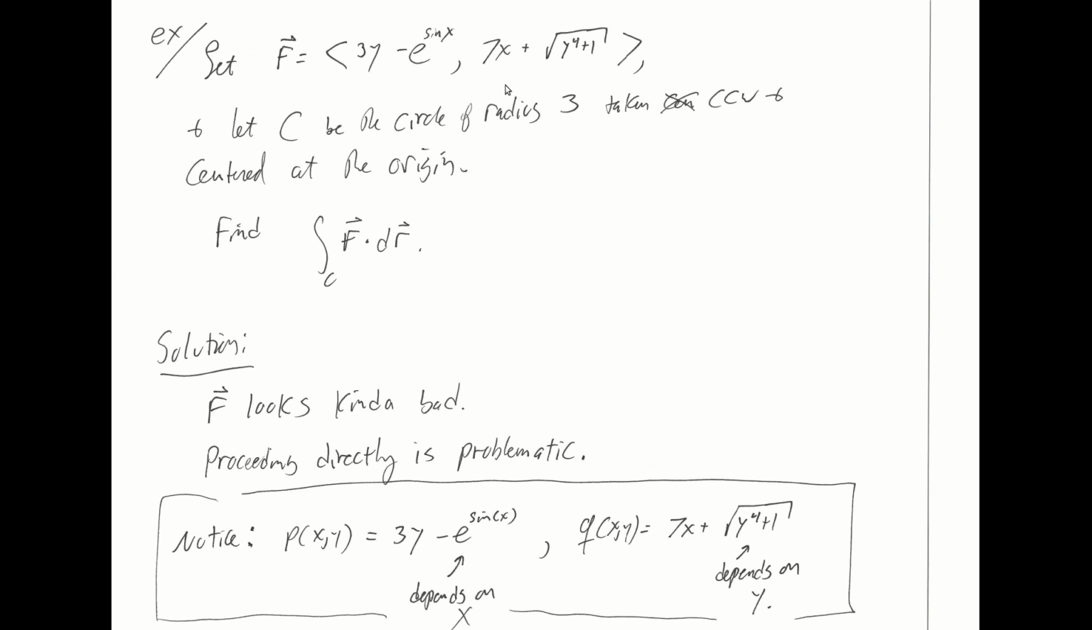So here is a vector field. It's a little bit weird looking. There's this e to the sine x nonsense, and then there's this 1/2 power on a 4th power polynomial. So that's not great. We're going to let C be the circle of radius 3, taken counterclockwise, centered at the origin. That's easy enough. That I can deal with. And we want the line integral of f along C. So f hat dot dr hat taken along C. Find that line integral of that vector field.